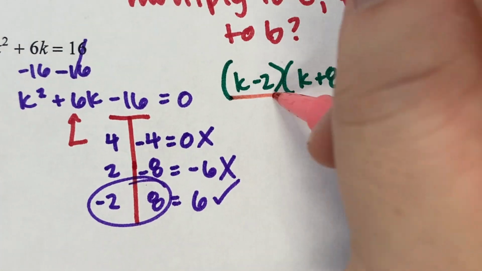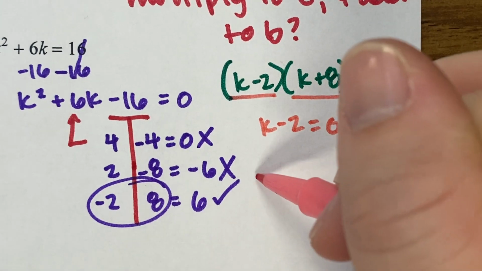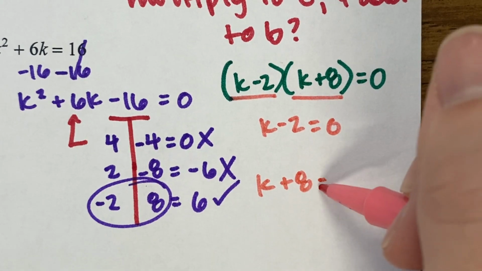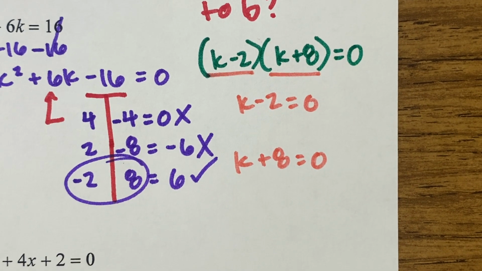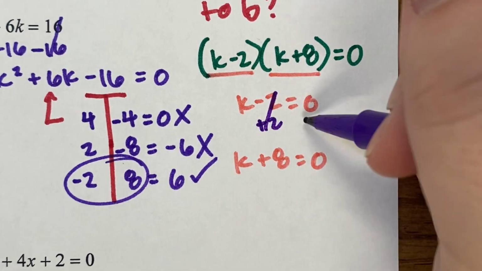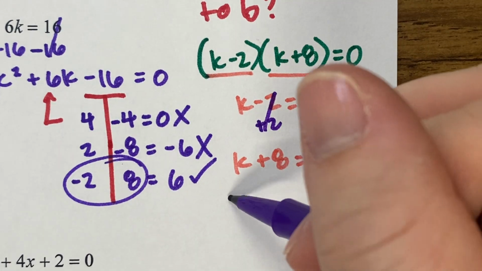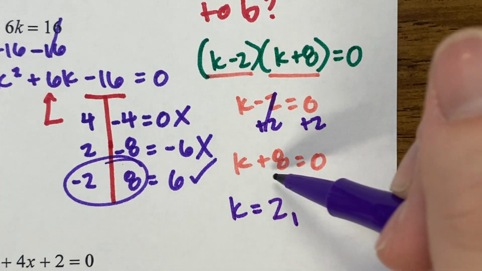Okay, well now we're going to take each piece. k minus 2 equals 0, and k plus 8 equals 0. Take each piece, set it equal to 0, and solve. Opposite of negative 2, positive 2. So my first answer is, and you can write it like this as well, positive 2.